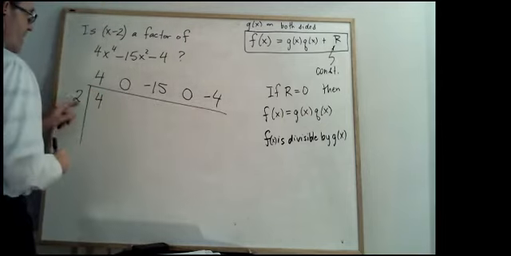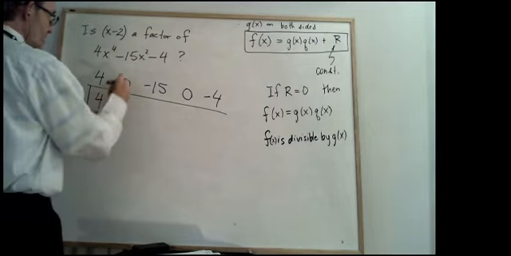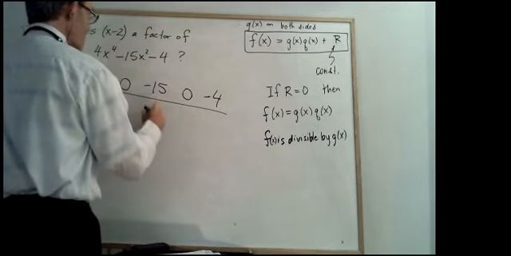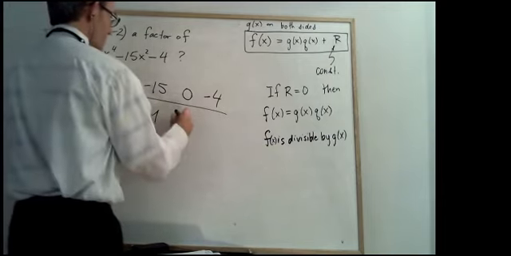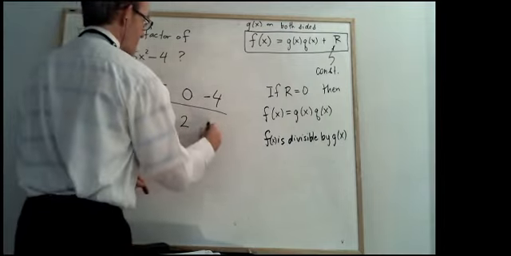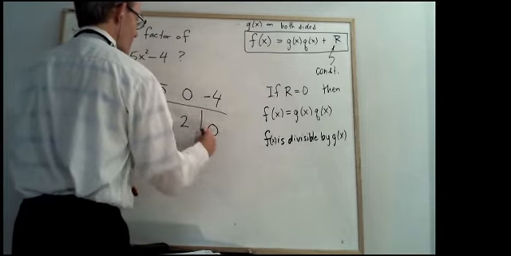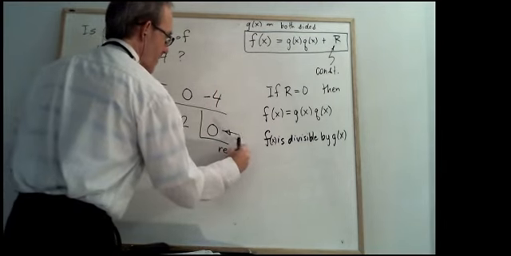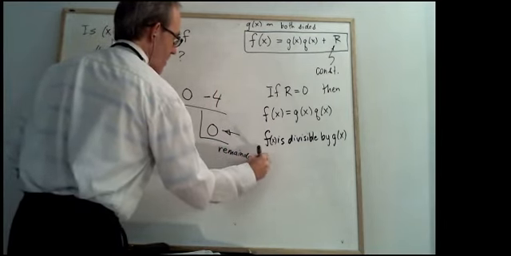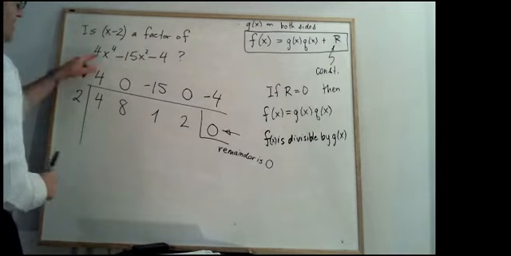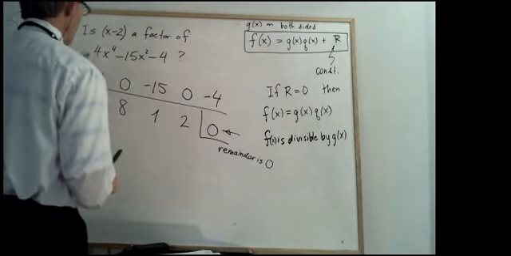the process here. So 4 times 2 is 8, plus 0 is 8, 2 times 8 is 16. Minus 15 is 1. 2 times 1 is 2 plus 0 is 2. 2 times 2 is 4. Minus 4 is 0. Okay, so that means the remainder is 0. All right. And so I can say, yes, x minus 2 is a factor of this.